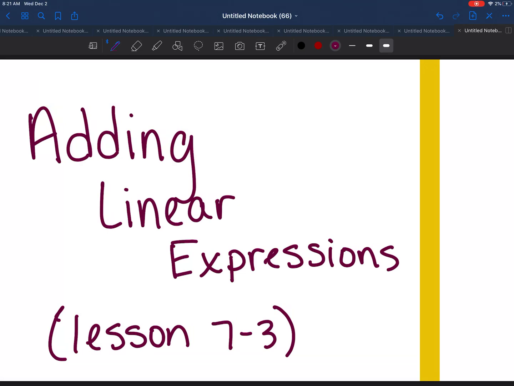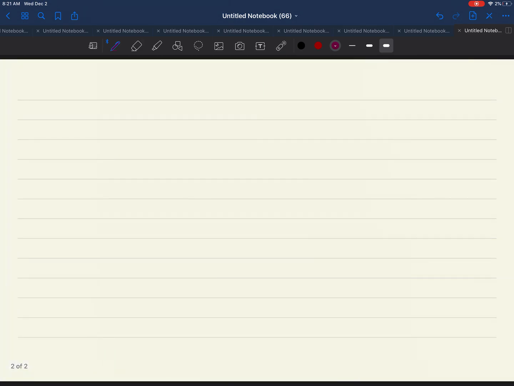All right, today we're going to look at lesson 3, which is adding linear expressions. So it is similar to what we did yesterday on simplifying. The difference is it's going to give you two different expressions and ask you to add them together. Okay, so let's look first at x plus 5, and we're going to add 2x plus 3.